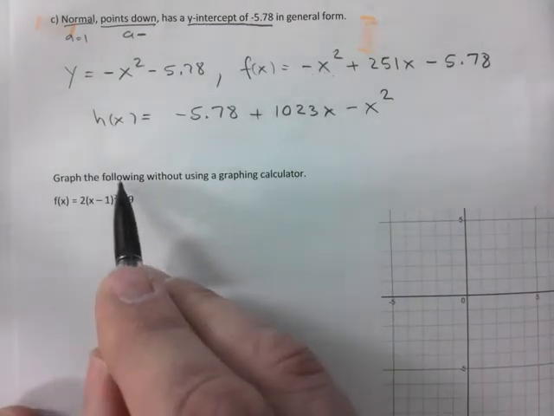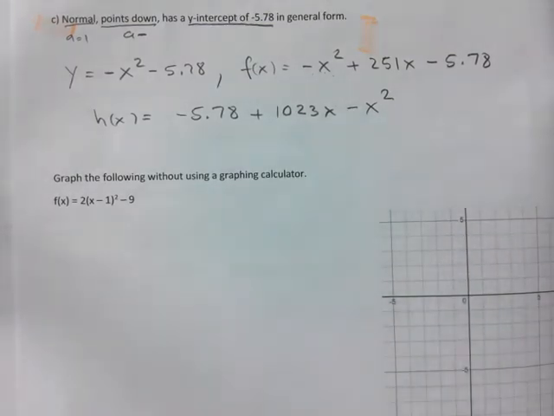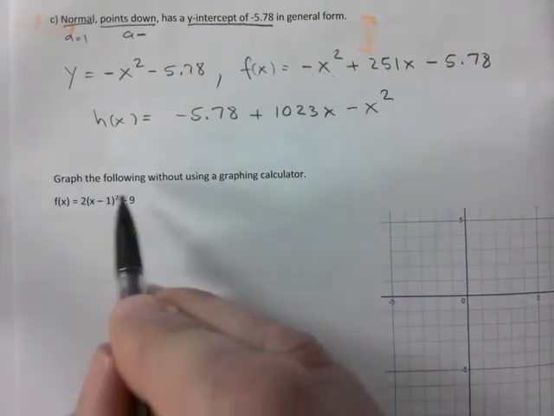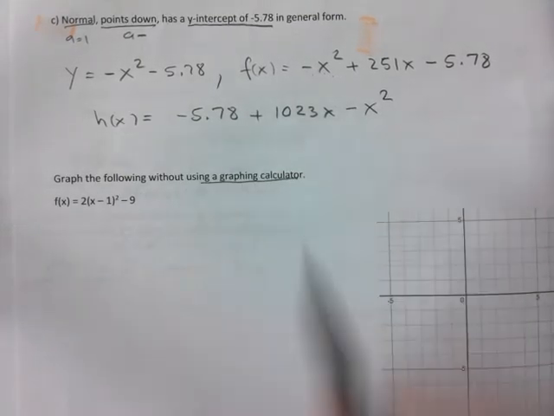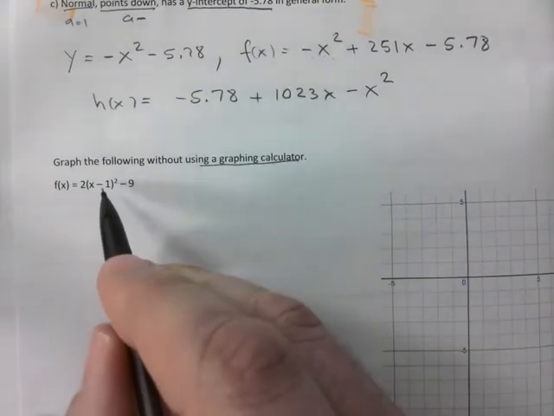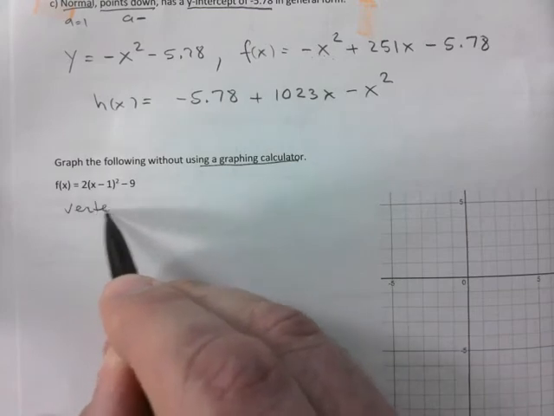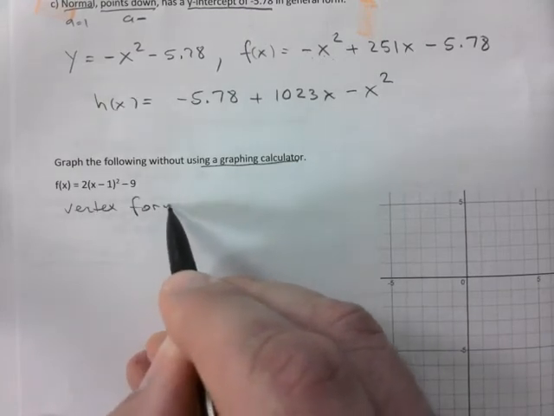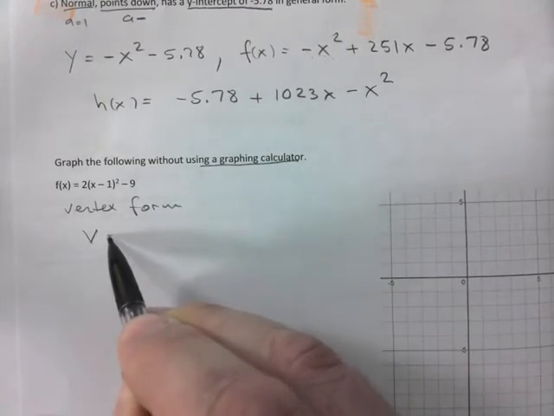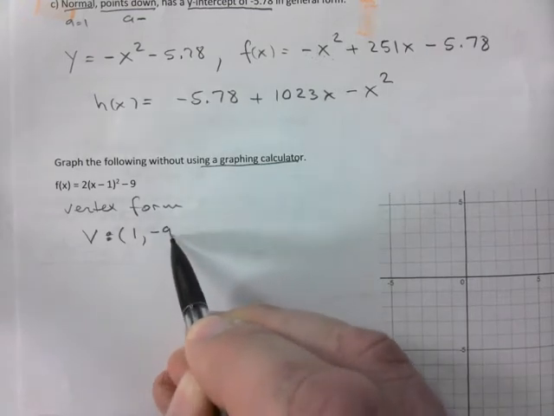Next, graph the following without using a calculator. I'm hoping that none of this is really new. I'm just maybe reviewing some of the things. Not very popular, this one, but you should be able to do it. So this is in vertex form. Therefore, the vertex is 1, negative 9.